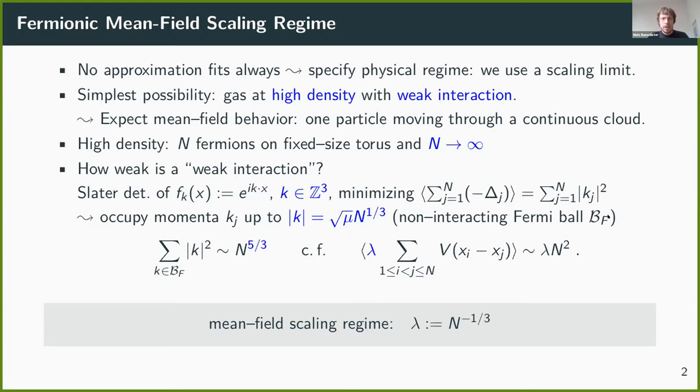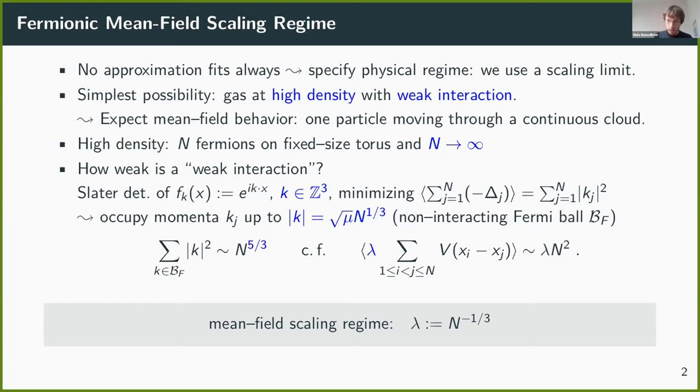In order to have n particles in this Fermi ball, we need its radius to be of order n to the 1/3. The result is that the expectation value of the kinetic energy has n terms, each typically of order n to the 2/3, so in total n to the 5/3. Compared to the interaction, which is lambda times a double sum, so lambda n squared, I want to consider a non-trivial case of weak interaction, which means I want to choose lambda as n to the minus 1/3, so that I exactly balance kinetic energy and interaction energy. That's what I mean by the mean field scaling regime.